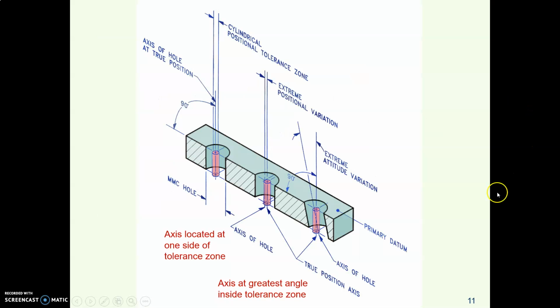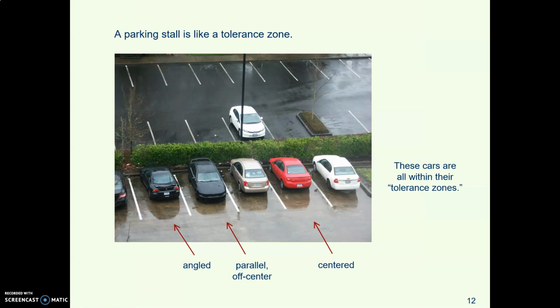Here's an example from our book with 3 tolerance zones. One of them has a hole that happens to be close to perfect. One of them is off to the side. One of them happens to be tipped. But these are all good holes because their center axis each falls within that tolerance zone.